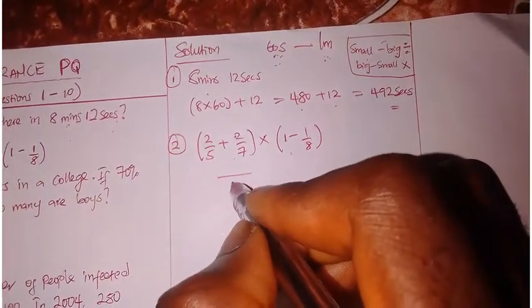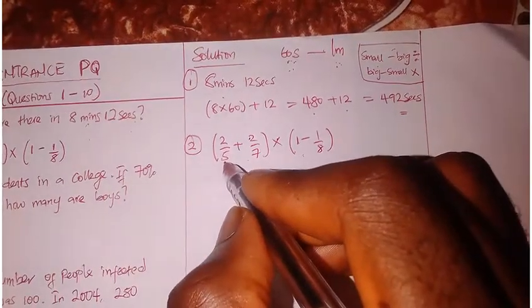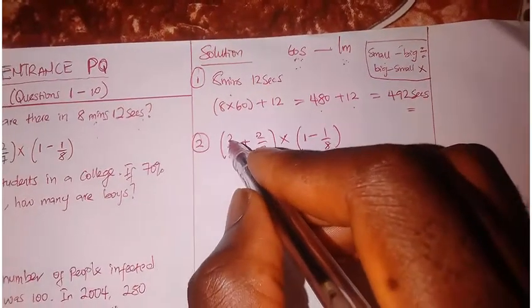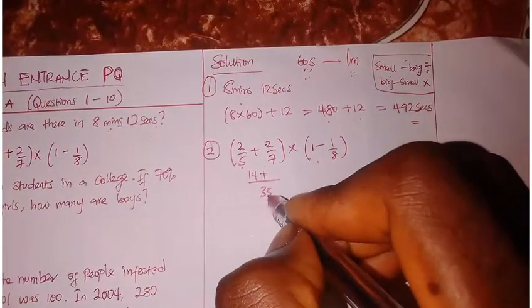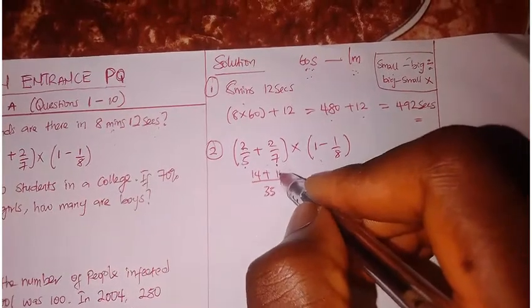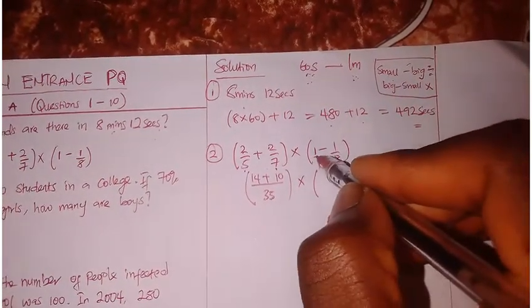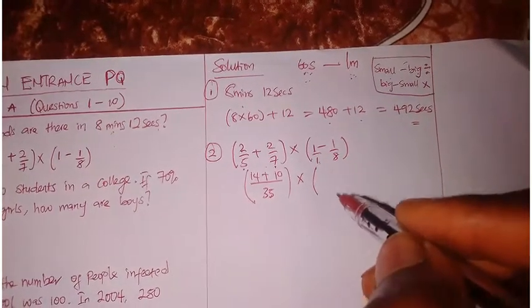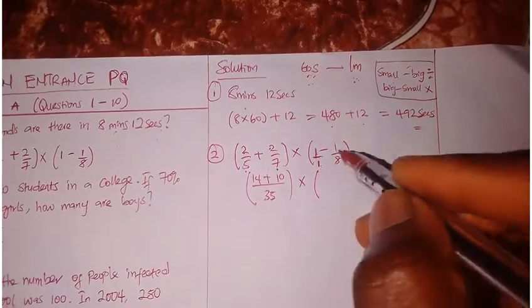In this case, the LCM is 35. 35 divided by 5 is 7, 7 times 2 is 14, plus 35 divided by 7 is 5, 5 times 2 is 10. Then for the second bracket, the 1 is a whole number, so I can say it is 1 over 1.